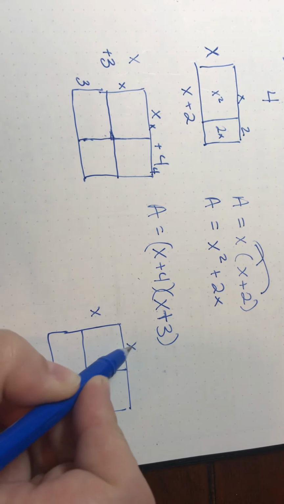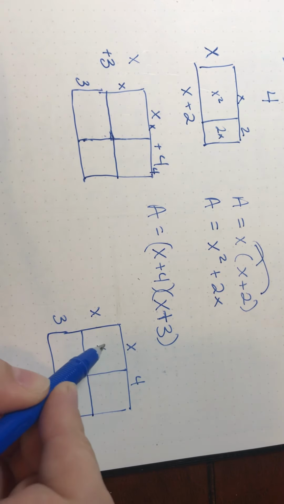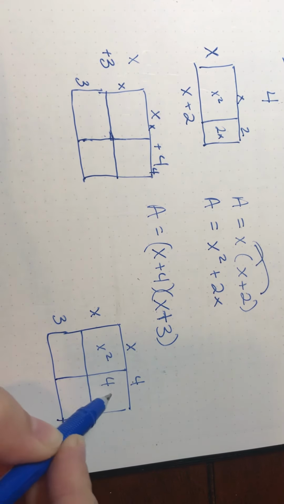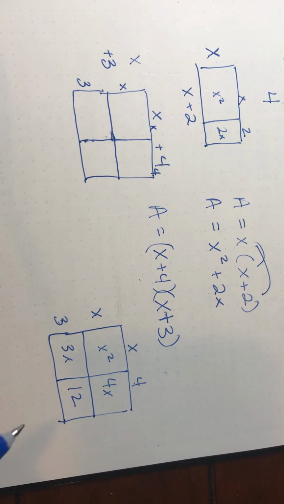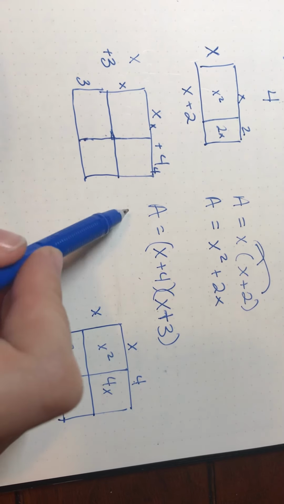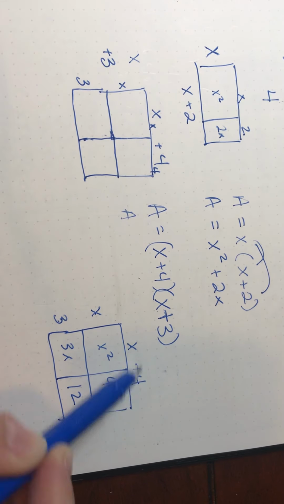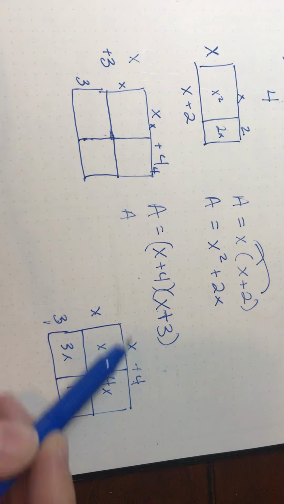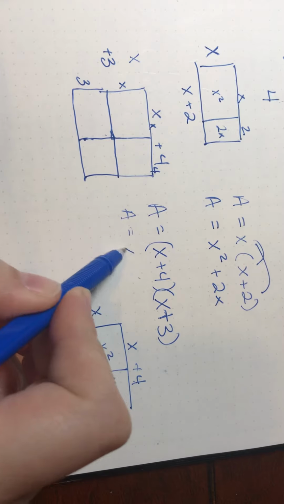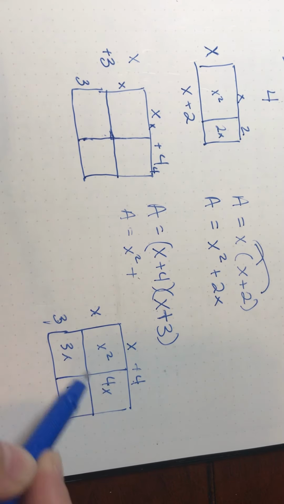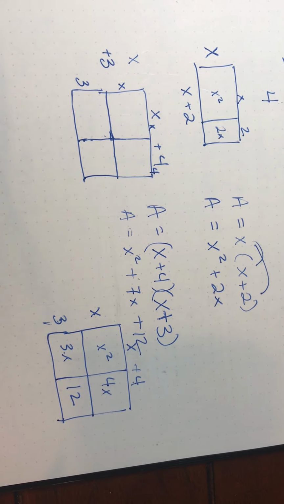I have x, 4, 3. So x by x is x squared. X times 4 is 4x. 3 times x is 3x. 3 times 4 is 12. So this, in standard form, we can see the overall dimensions. X plus 4 by x plus 3 are the outer dimensions. Here inside I can see that I have an x squared plus 4x plus 3x is 7x plus 12. Okay.